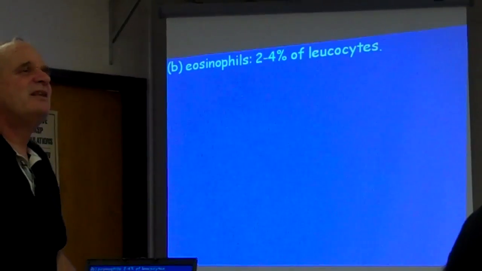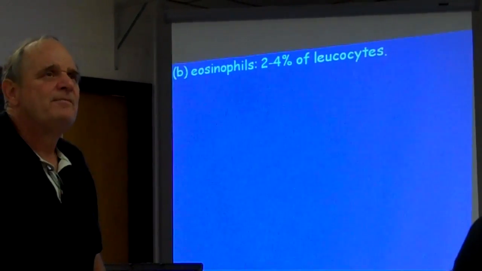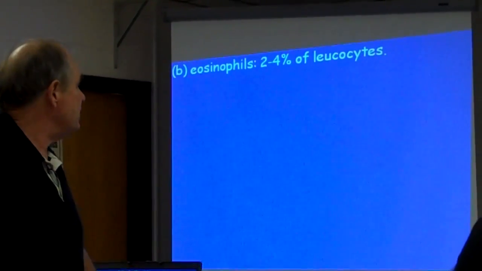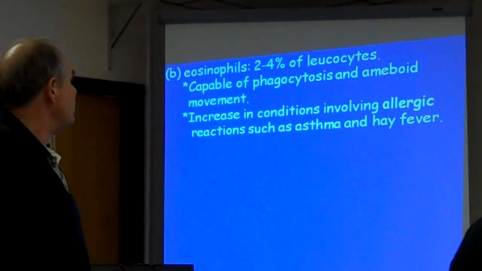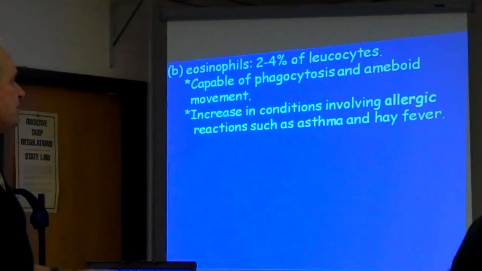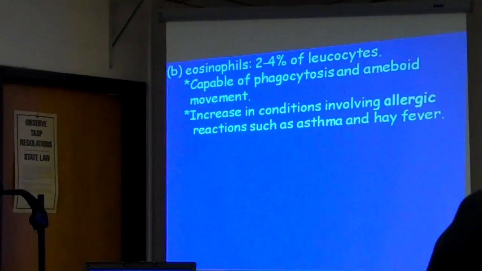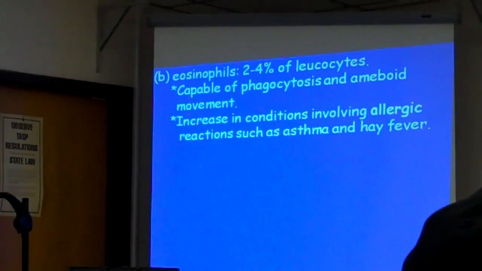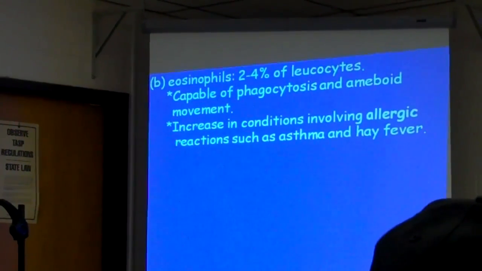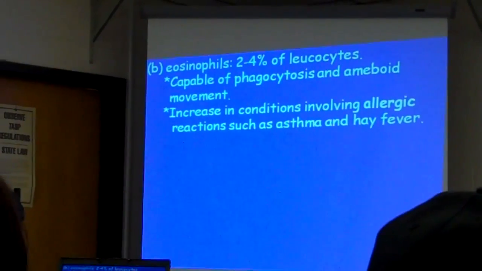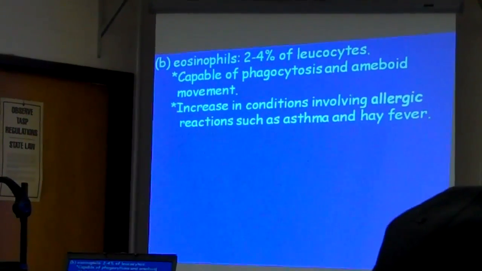Now, eosinophils, I like the eosinophils. How many of you have allergies? Allergy problems periodically. The eosinophils are capable of phagocytosis and amoeboid movement. Do remember this: they increase in conditions involving allergic reactions, like hay fever with pollen, that sort of thing. You have asthma and hay fever.